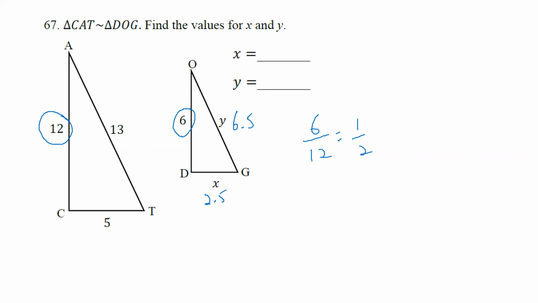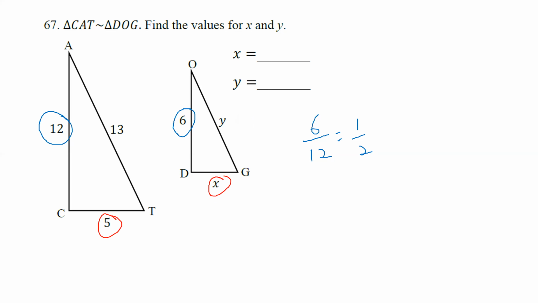Now you're not always going to get an easy number to multiply by. So the other way that you can do this is actually setting up ratios. So let me do it that way just so that we can see both. So let's say we're solving for x first. Well, x matches up with the 5.